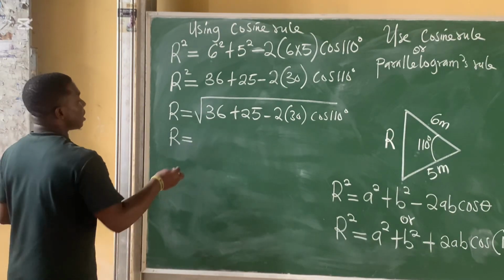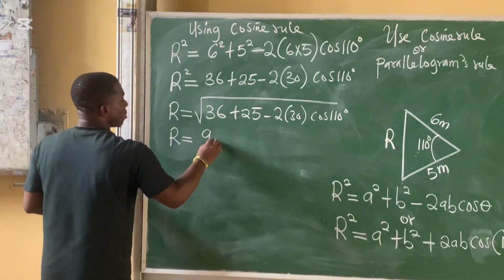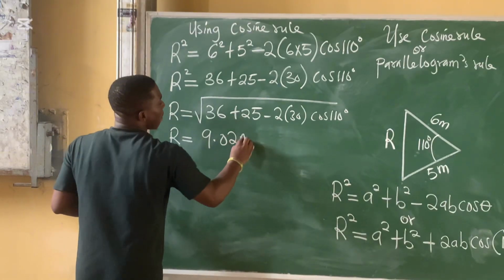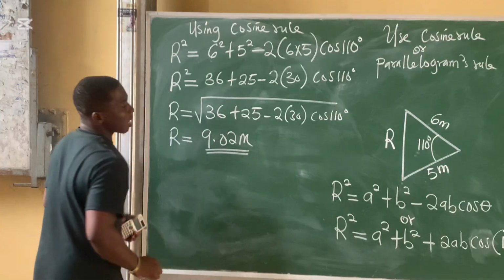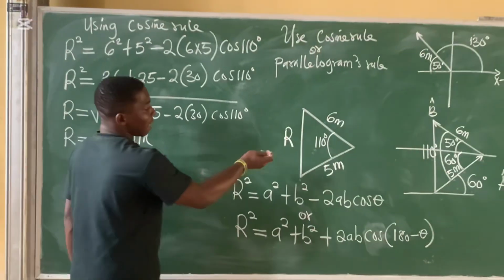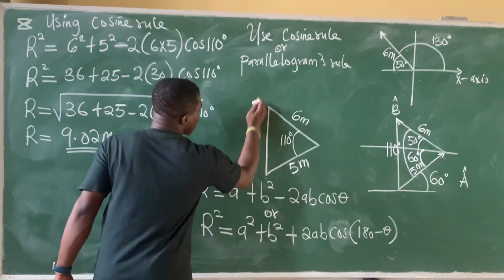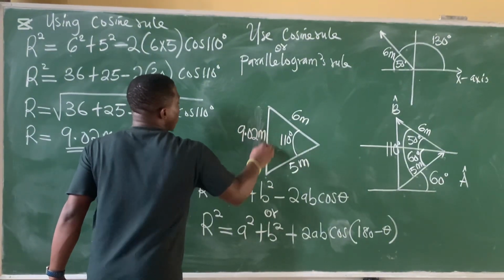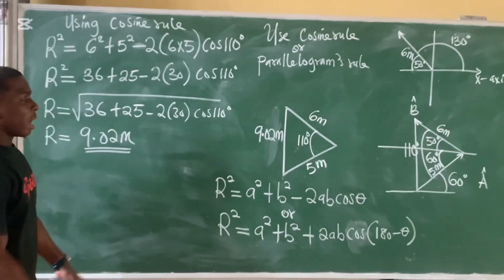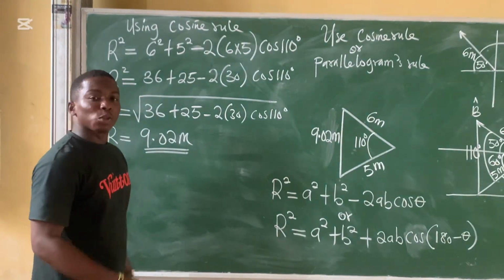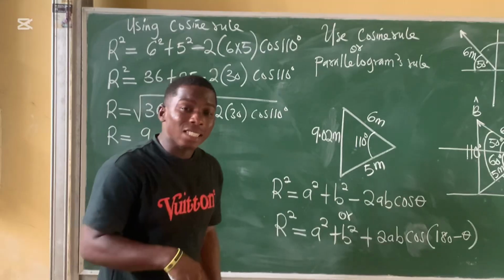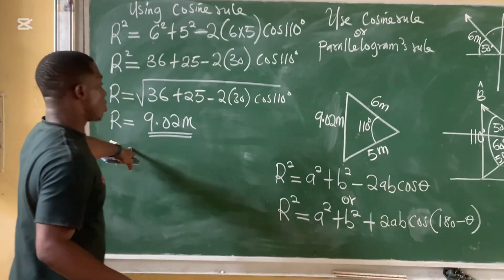I'll be having something like 9.02 meters. So it means the resultant, this side, the distance, is 9.02 meters. That's the resultant. Alright, but we're not done. They said we should add the two vectors and we should also get the resultant and the angle. So what I've just gotten is the resultant.